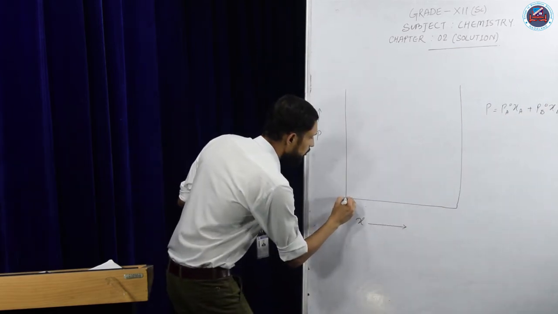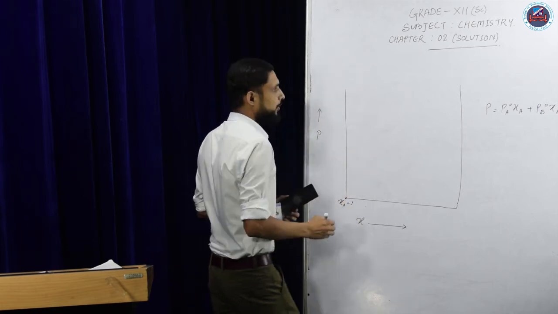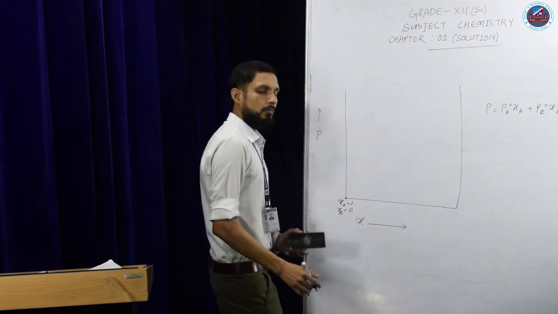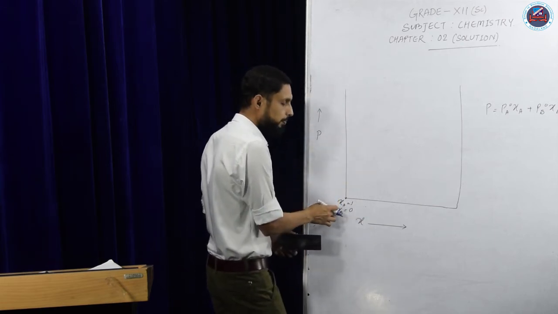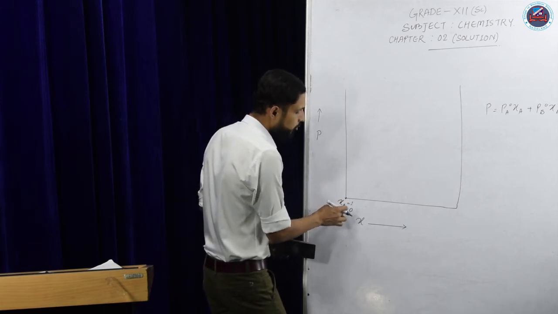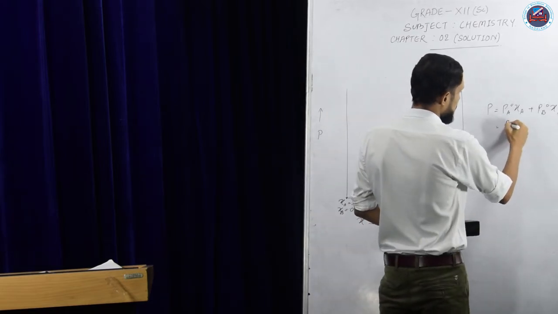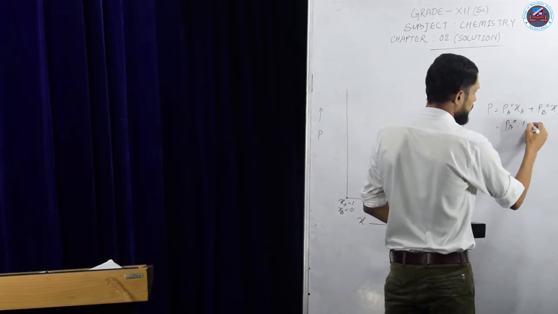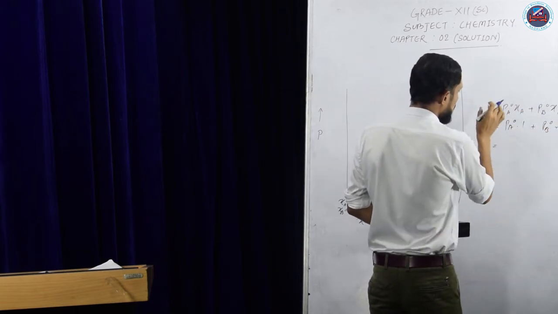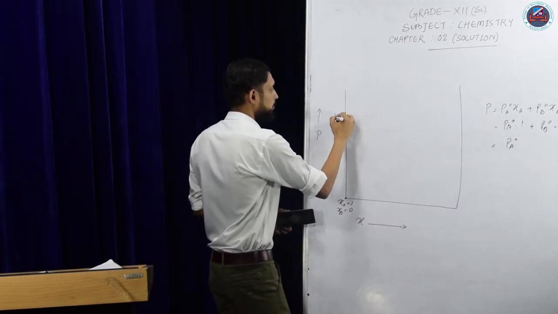Now at this point, let the mole fraction of A be equal to 1. So if the mole fraction of A is 1, the mole fraction of B will be equal to 0, because mole fraction of A plus mole fraction of B has to be 1. So if the mole fraction of A is 1 and mole fraction of B is 0, the total pressure P will be equal to PA naught multiplied by 1, since the mole fraction of A is 1, plus PB naught multiplied by 0. So the total pressure will be equal to PA naught. So we'll get here PA naught.